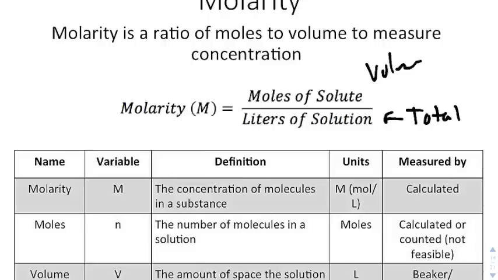So now, we have molarity. Molarity is the expression of concentration. It's in molarity, capital M, or moles per liter, and it's a calculated quantity. We have moles of a solute, which is generally represented by an n. That's also calculated, and then we have the volume, which is the amount of space the solution takes up, and it is measured in liters.